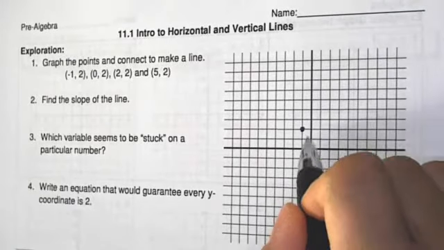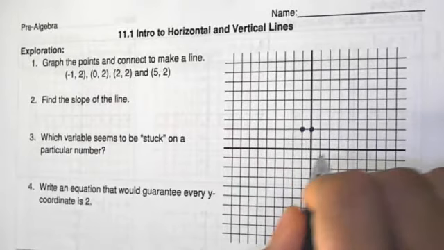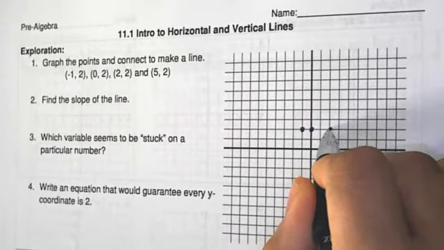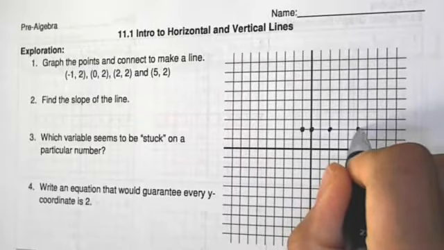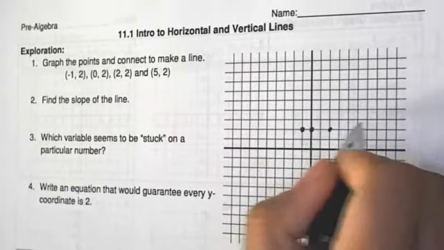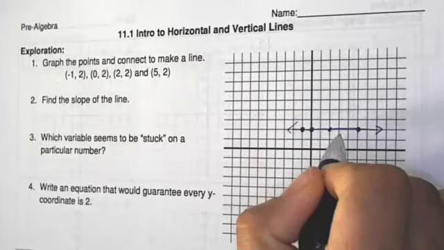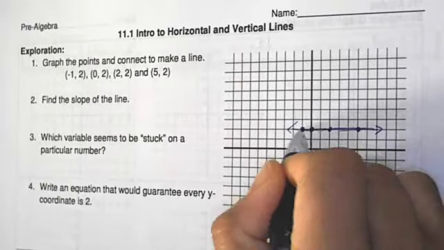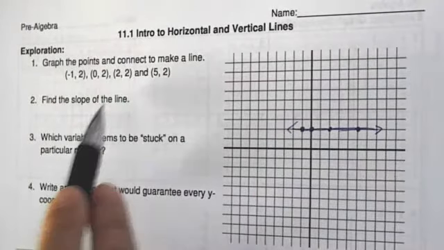And then we have 0, 2. And then we have 2, 2. So right 2, up 2. And then at 5, you also want to go up 2. So once I plotted all those points, I want to connect it. But what I notice here is it's a straight line. It's horizontal.